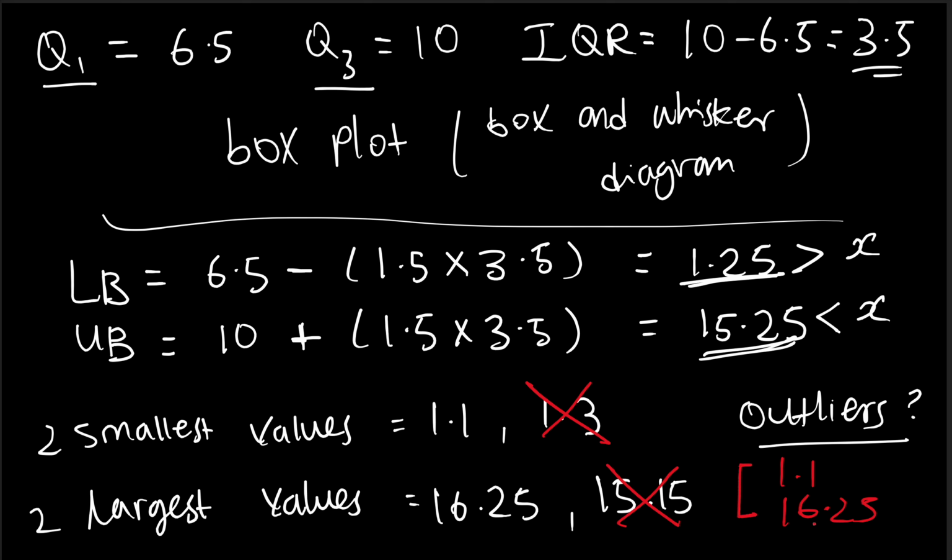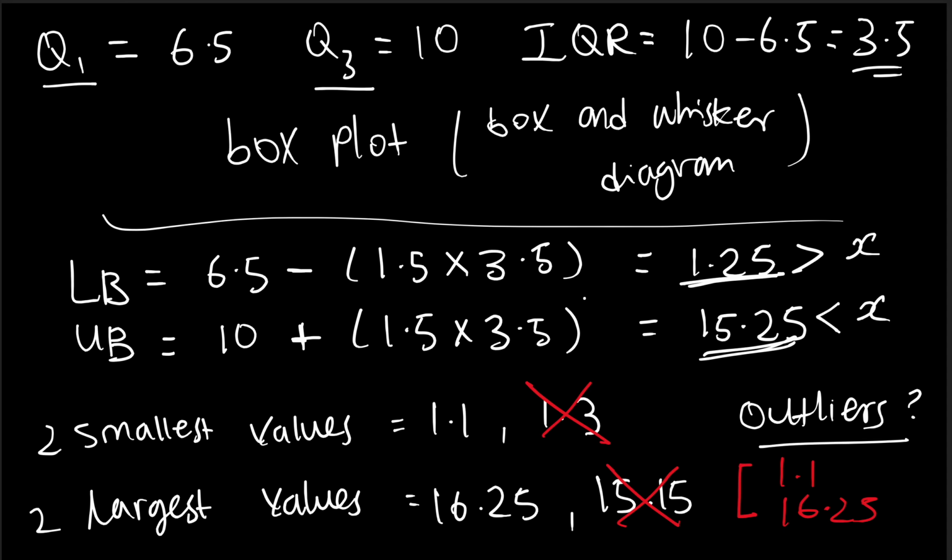Now, given that we have found the two outliers, we have found the lower and the upper boundary, we can draw a box and whisker diagram to visualize this information. As always, we're going to begin with the number line. We now know that the smallest value that's not an outlier is 1.3, and the largest value that's not an outlier is 15.15.